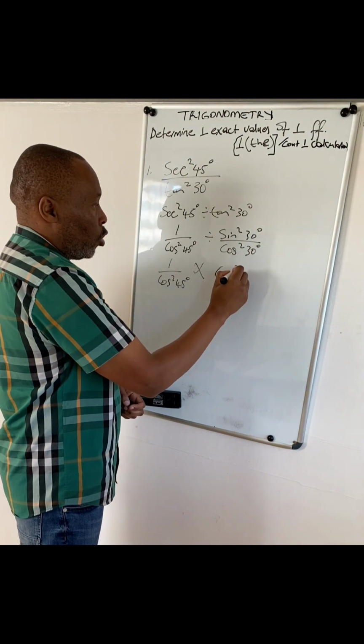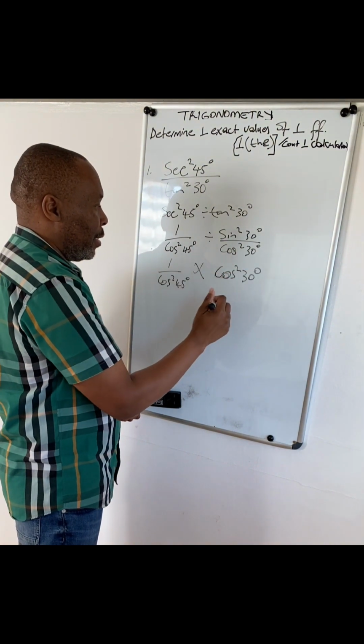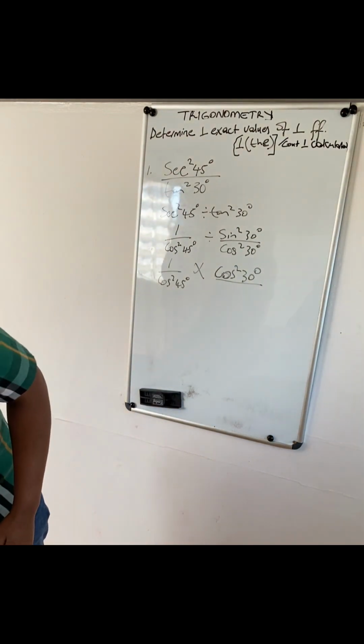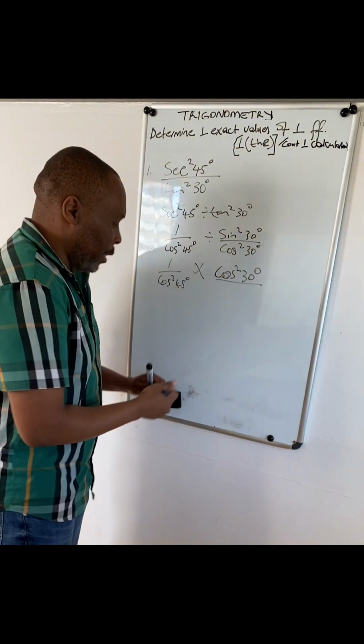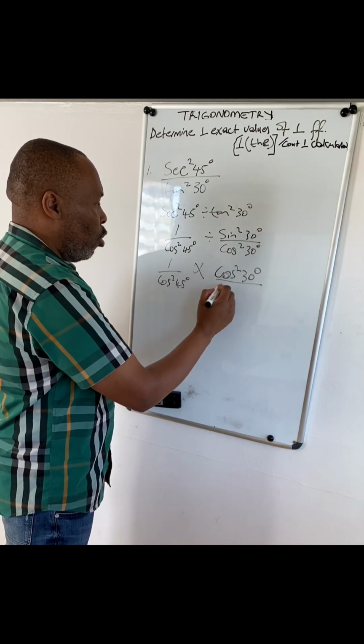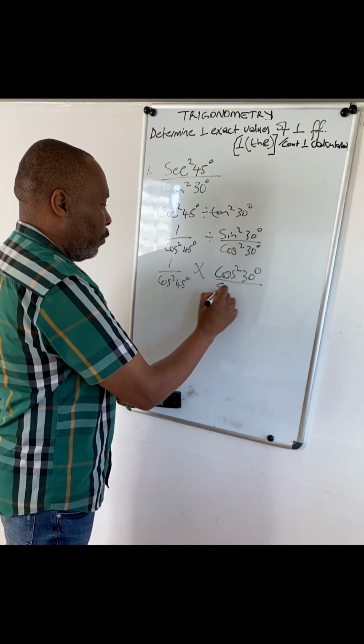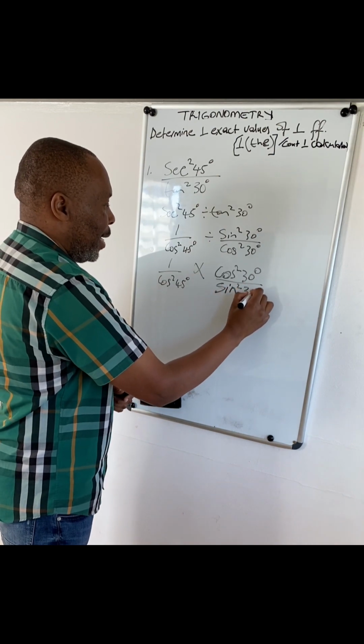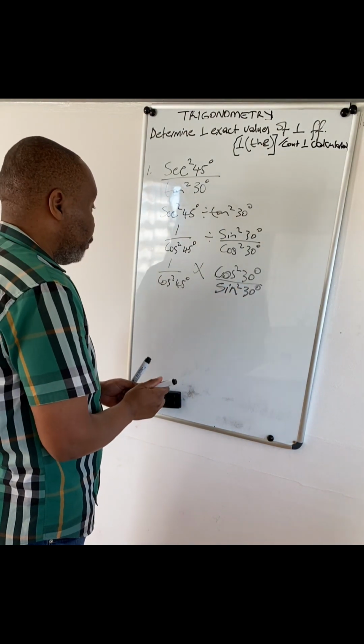It becomes cos squared 30 degrees all over sine squared 30 degrees.